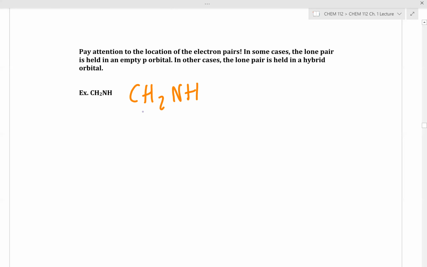So following our condensed structure notation, what's the first motif that we should draw? CH2. Yep, CH2. So let's draw that. So we have a carbon with 2 hydrogens attached. And attached to that carbon, what motif should we draw? Yep, a nitrogen with a hydrogen attached.